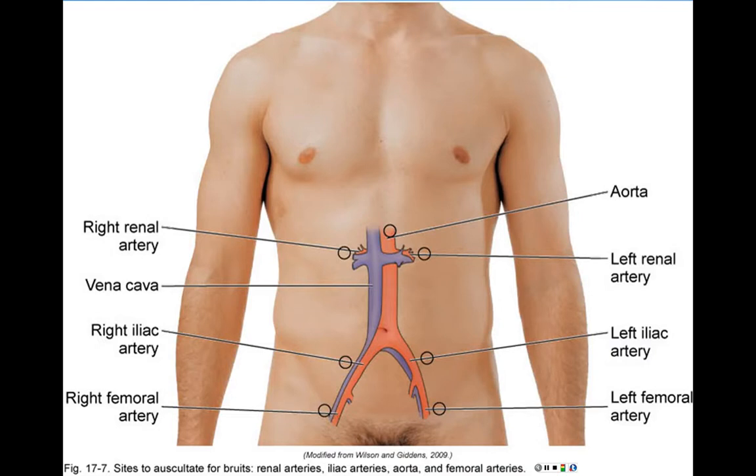Here's a picture that shows you where you should be auscultating for these different types of abnormal sounds. As you can see here, the femoral area is lower here. The left and right iliac arteries are just below the umbilicus. The renal arteries are just adjacent to the epigastric area. Right at the epigastric area is the aortic artery.